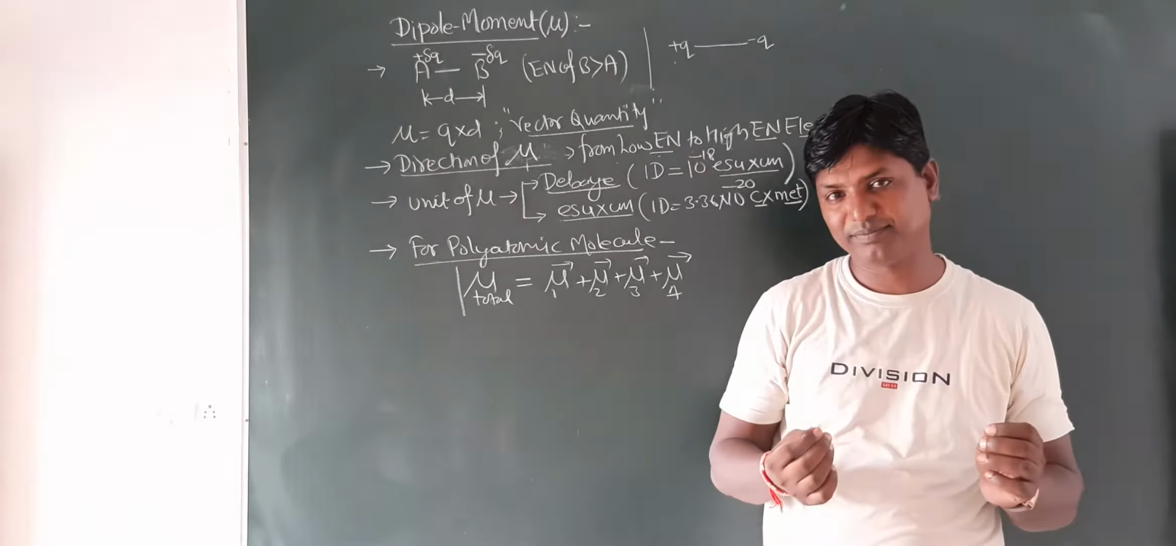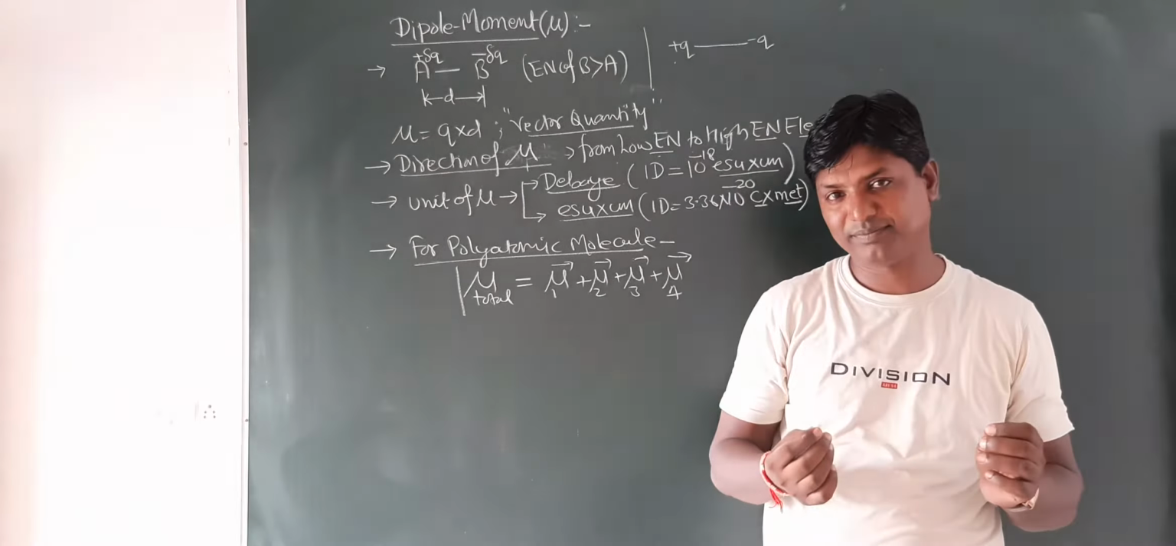So the resultant dipole will be what? This will be mu square plus mu square, and the whole cosine term becomes 0. So finally you will receive root 2 mu when theta is equal to 90 degree.